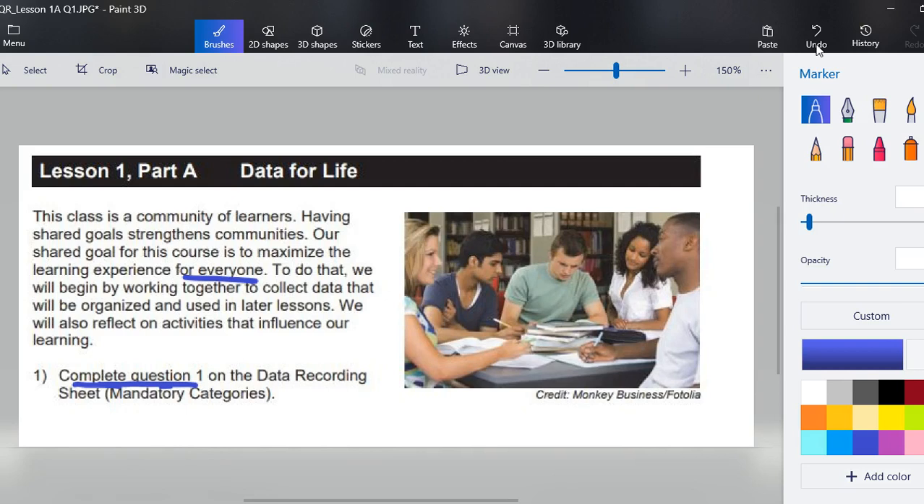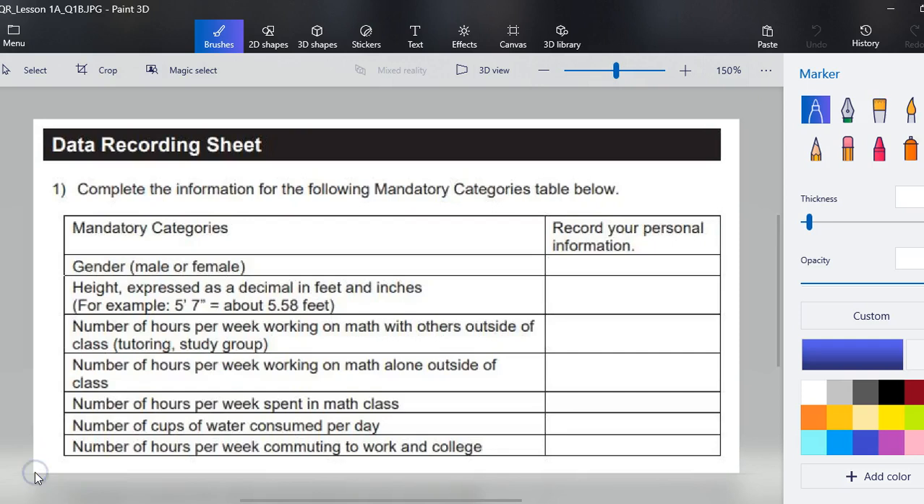So we'll be collecting the data starting today. This is going to be one of the two things you need to send to me by this Friday's deadline. At the end of this paragraph, it says we'll also reflect on activities that influence our learning. Question number 1 asks us to complete question 1 on the data recording sheet. In your in-class notebook, either you have downloaded this or printed it, or you bought it with a bundle in our bookstore. But on this sheet that is included in your information, you're asked to complete the following information on part 1. But I do want to point out a couple of things before you get started.